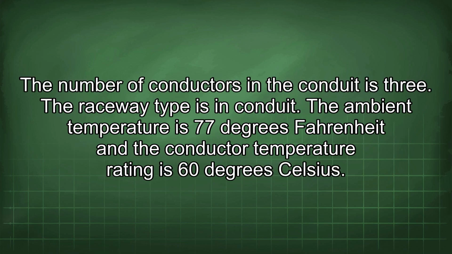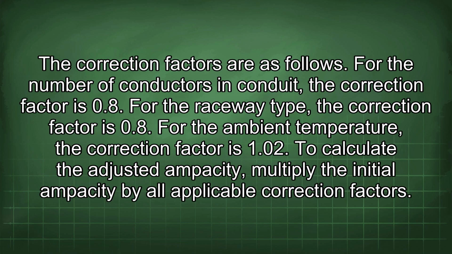The number of conductors in the conduit is 3. The raceway type is in conduit. The ambient temperature is 77 degrees Fahrenheit and the conductor temperature rating is 60 degrees Celsius. The correction factors are as follows. For the number of conductors in conduit, the correction factor is 0.8. For the raceway type, the correction factor is 0.8. For the ambient temperature, the correction factor is 1.2.